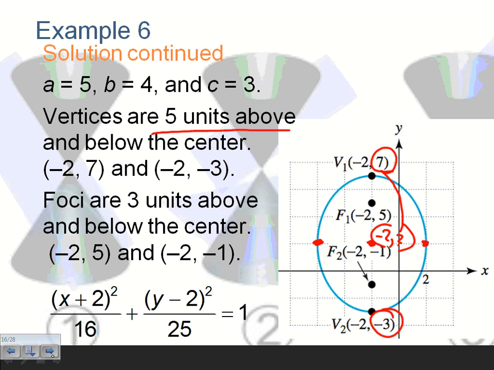I can also find my foci. They're 3 units above and below. So if I have 3 units above negative 2, comma 2, that gets me to 5. Let me change color so I don't get this too confusing. That gives me 5 and negative 1 for this spot right there. And thus we have our graph. We do a nice smooth curve between those points, and we have the best graph we can get.